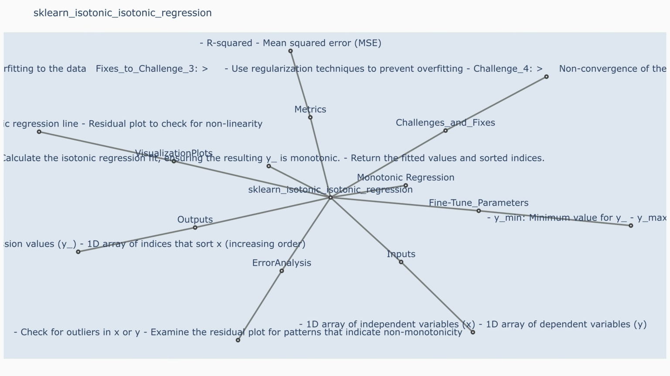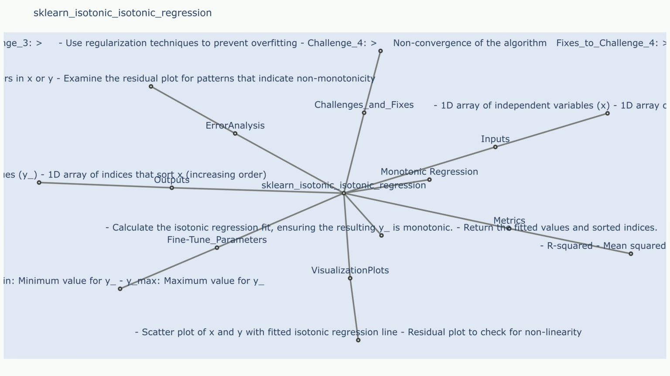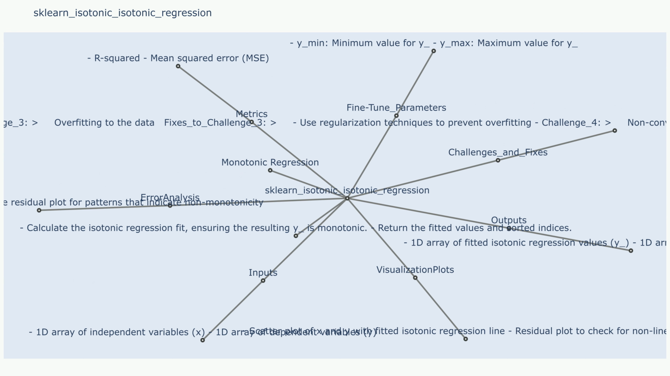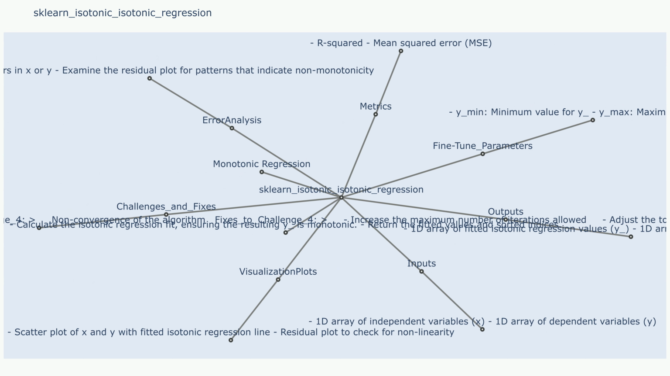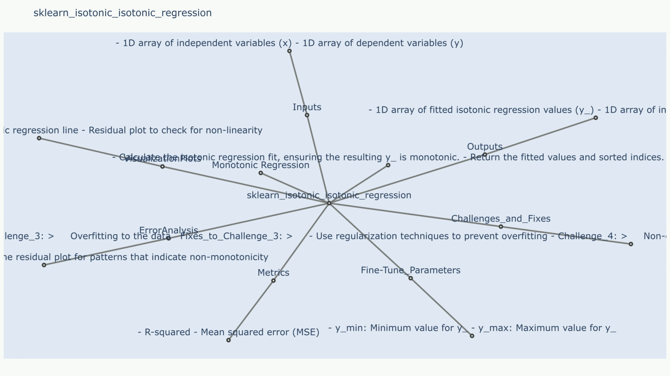sklearn isotonic regression. Description. Inputs. y: the target values to be made monotonic. It's a 1D array of real values. X: the independent variable, a 1D array of real values. Defaults to None, in which case the index of y is used. y_isotonic: the isotonic regression output, a 1D array of real values. It's the monotonized version of y. y_isotonic_fit: the fitted isotonic regression function, which can be used to predict new y values for given x.